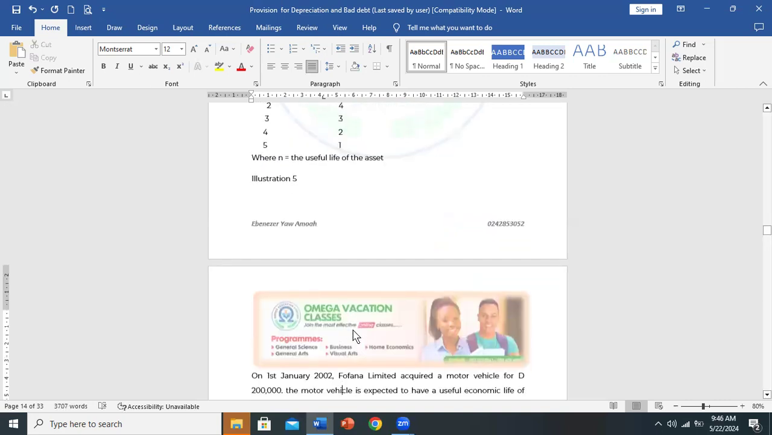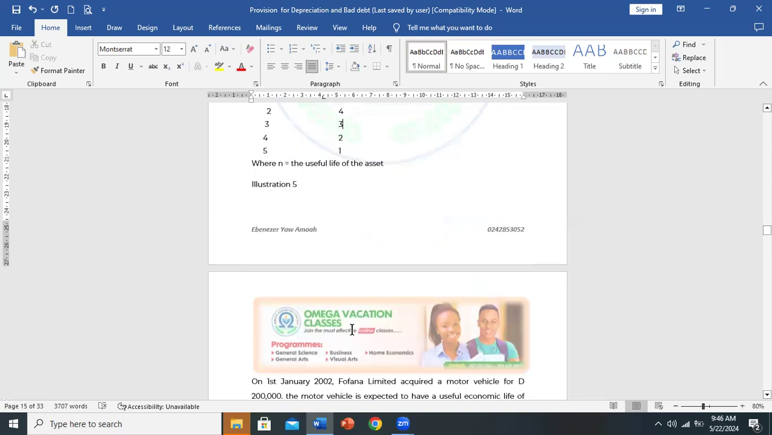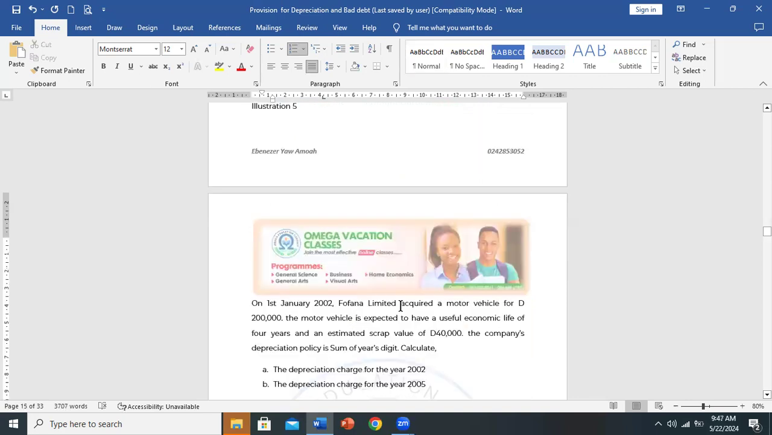So quickly, let's see an example. On 1st January 2002, Fofana Limited acquired a motor vehicle for 200,000. The motor vehicle is expected to have a useful economic life of 4 years and an estimated scrap value of 40,000. The company's depreciation policy is sum of years digit. Calculate the depreciation charge for the year 2002, and then B, the depreciation charge for the year 2005.